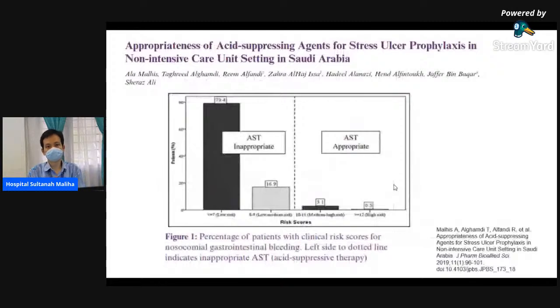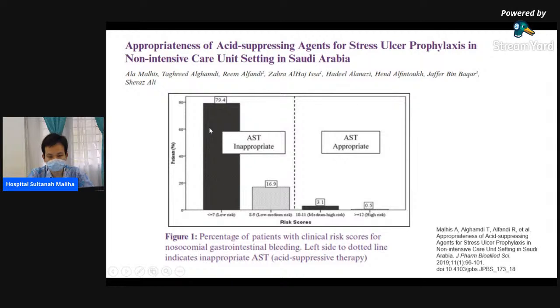And we try to move out from Malaysia. We're going to Saudi Arabia per se. Okay. As we move into the Saudi Arabia setting per se, you can see that for those in non-ICU settings, AST means acid suppression therapy per se, meaning giving PPI or H2 antagonist per se.